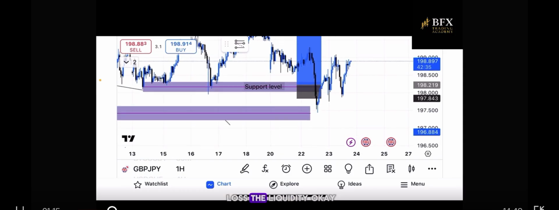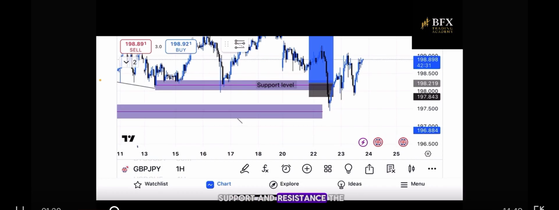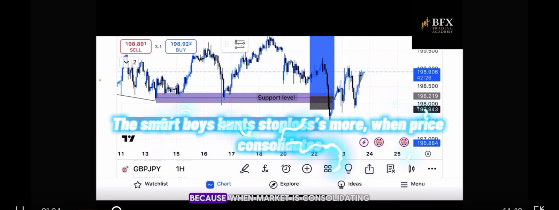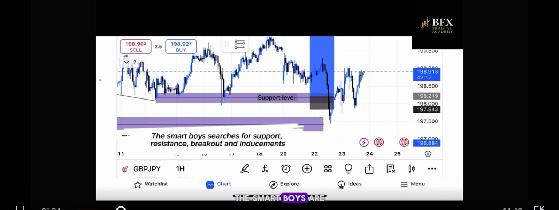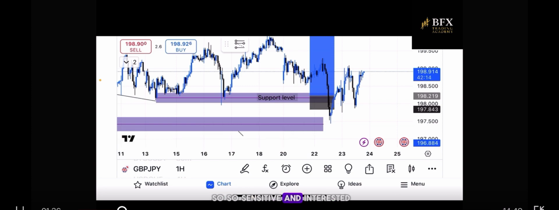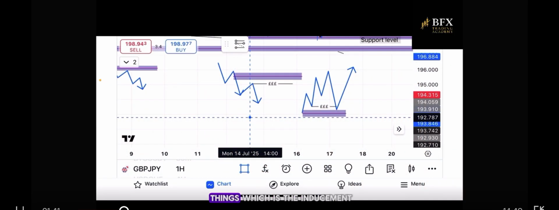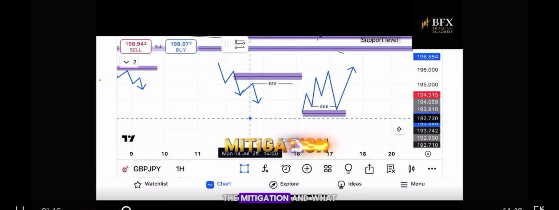Your stop loss, the liquidity, okay, they are attracted to the support and resistance, the breakouts, because when the market is consolidating, when the market is giving out equal highs or equal lows, the smart boys are so sensitive and interested. Smart money doesn't chase, they wait for 3 things, which is the inducement, the mitigation, and the confirmation.